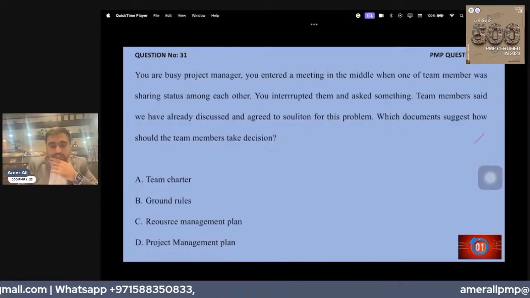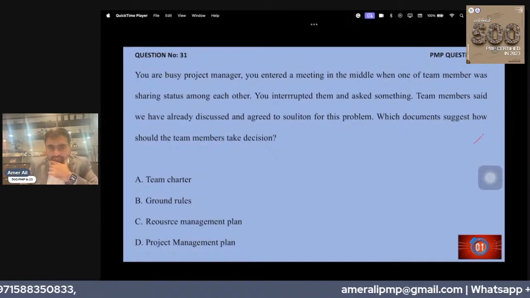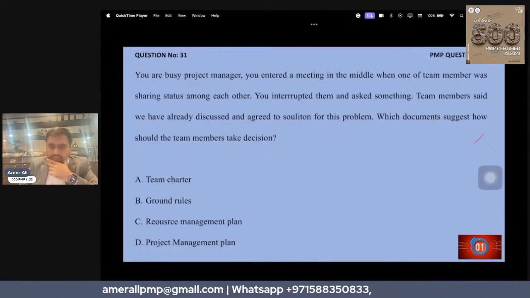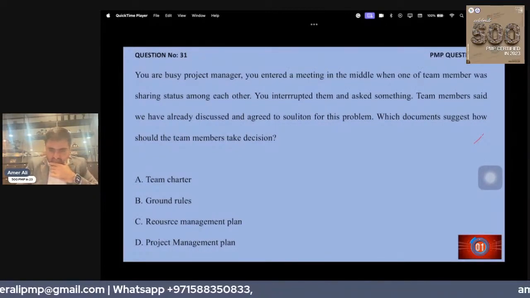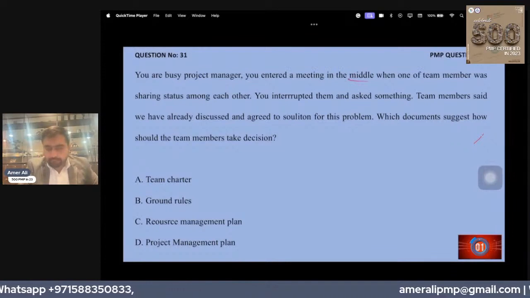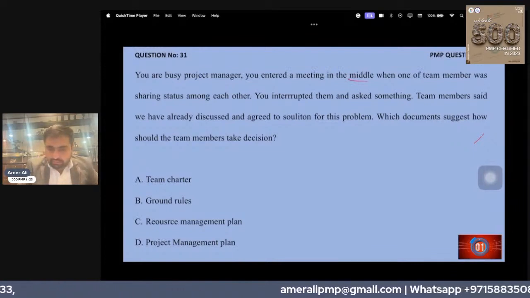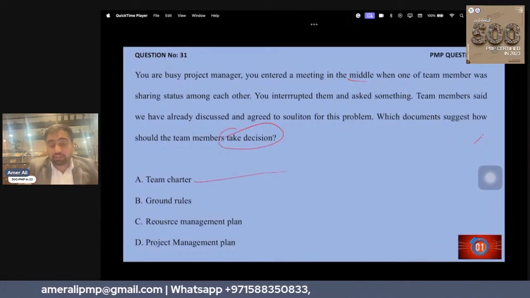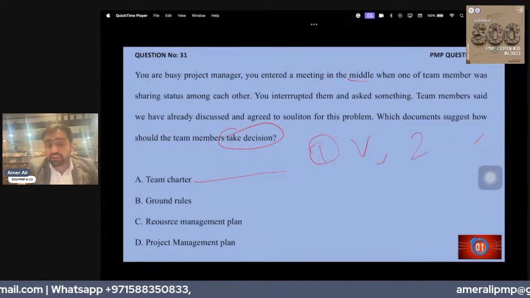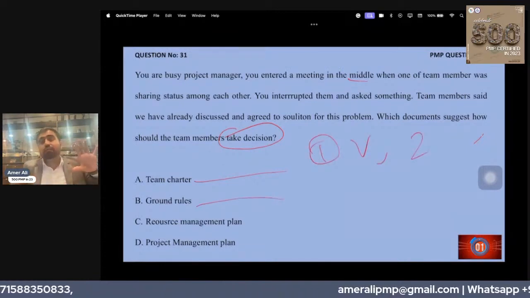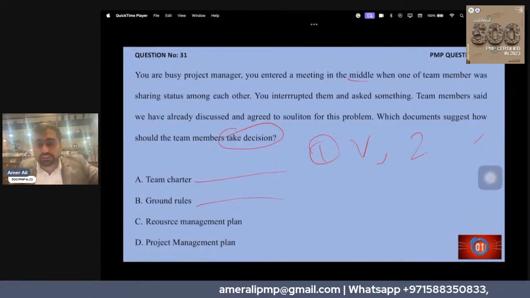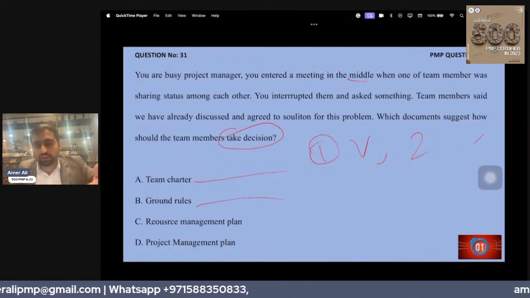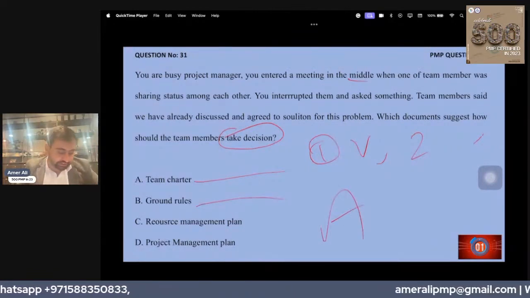Which document suggests how the team members should take decisions? You're a busy manager, and you are meeting in how decisions should be made. This is part of the charter: values, vision, things like that. Ground rules only cover things like people should not speak over each other, they should come on time, things like that. The team charter has how to handle a conflict and how to take the decision. A is the right answer, guys. A.